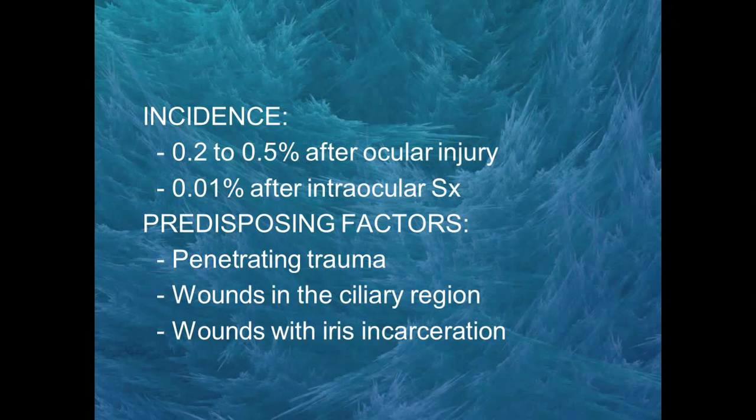The predisposing factors include penetrating trauma, which is a necessity for sympathetic ophthalmitis to happen. Wounds of the ciliary region, which is called the dangerous area of the eye, are said to be more susceptible to cause sympathetic ophthalmitis. Wounds with iris incarceration are said to be at higher risk for developing sympathetic ophthalmitis.